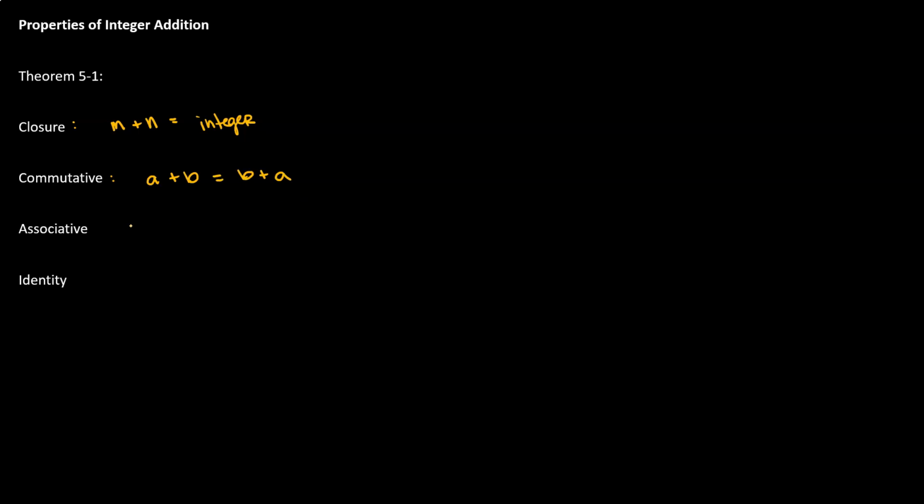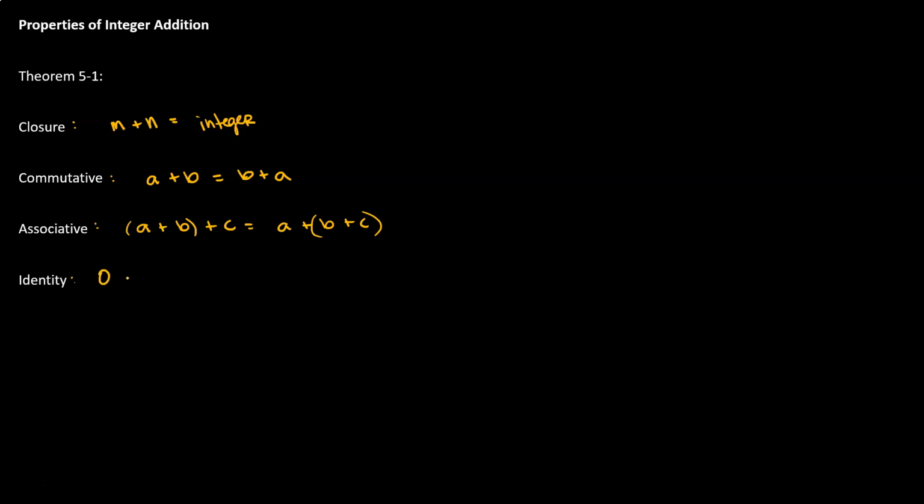Associative property says you can add numbers in any order you want using parentheses to group them. So if I have a plus b plus c, each one of these numbers is some integer. I don't know if it's positive, negative, whatever, but I could first add a and b, then add c, or I could add b and c first, then add a. So we can use parentheses here to control the order that we're adding these things, but it doesn't matter because the sum is equal regardless of where the parentheses are. And then lastly, we have the identity.